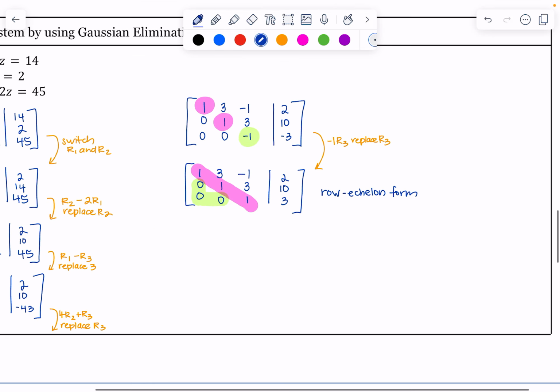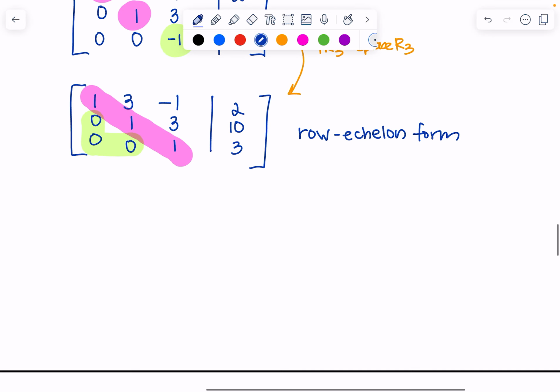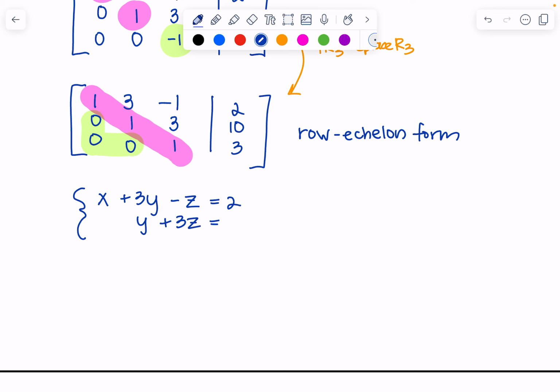Okay, it did want us to solve this using the row echelon form, so I need to rewrite this as a system. So the new system that it gives me would be 1x plus 3y minus z is equal to 2 from the top row, and then y plus 3z is equal to 10 from the middle row, and then 1z, or just z, is equal to 3 from the bottom row.